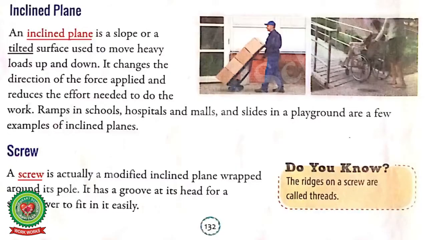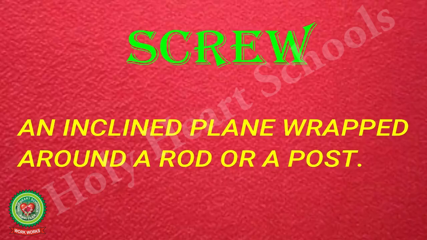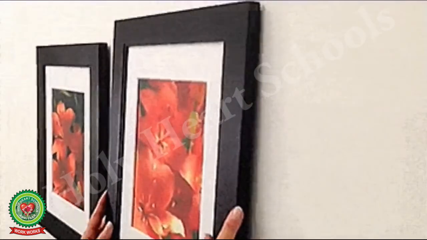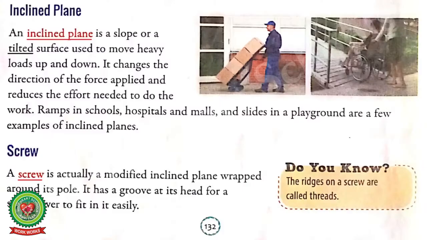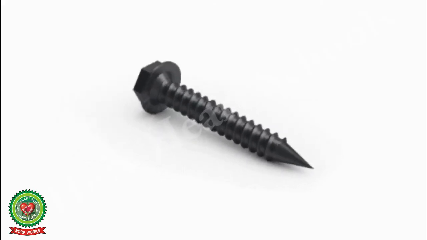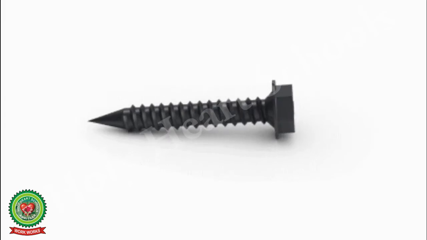Now next is screw. A screw is an inclined plane wrapped around a rod or a post. Students, a screw is a simple machine that can help to raise weight or press or fasten objects. It has a groove at its head for a screwdriver to fit in easily. The ridges on the screw are called threads.